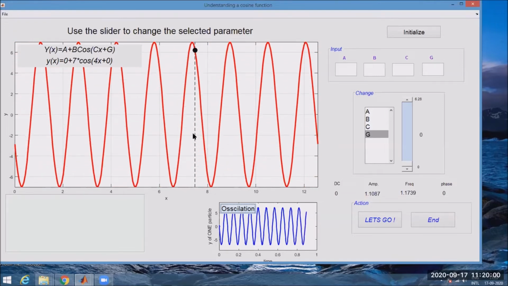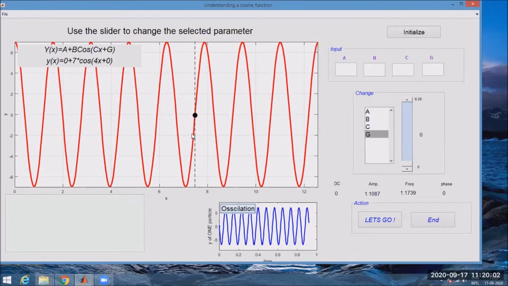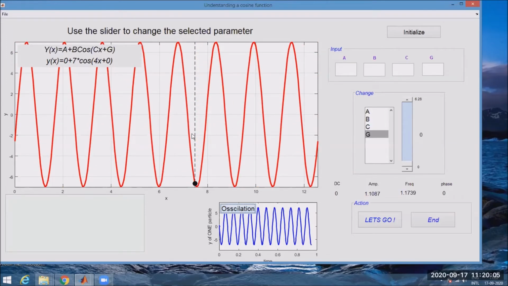Also in textbooks, the cosine graph comes as a plane wave solution for the differential equation.